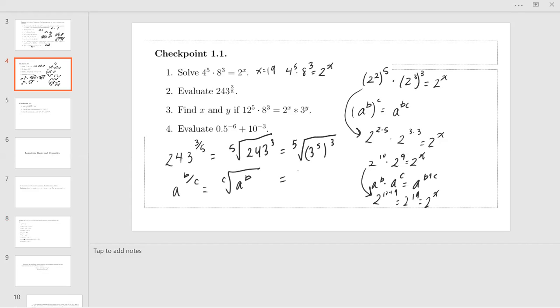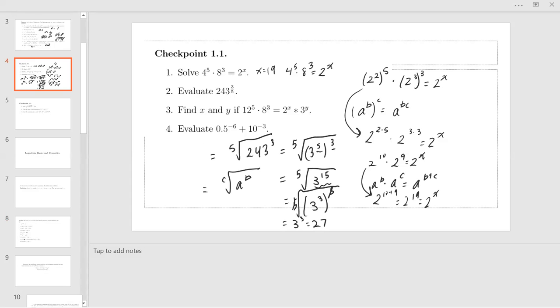So we want to find the 5th root of 3 to the 15, because 5 times 3 is 15. And this is just 3 to the 3, the whole thing to the 5. Hence the 5th root of that is just 3 to the 3, which is 27.